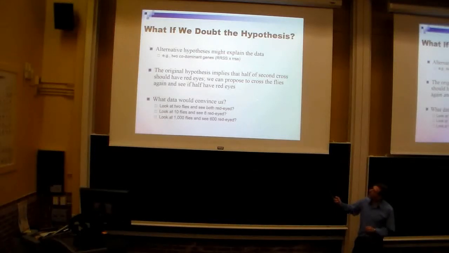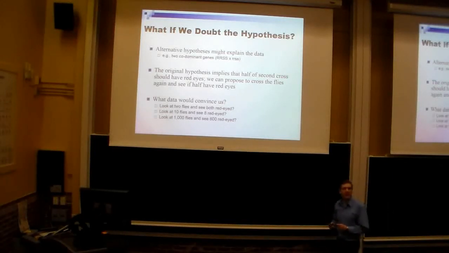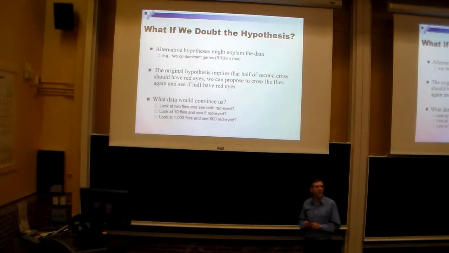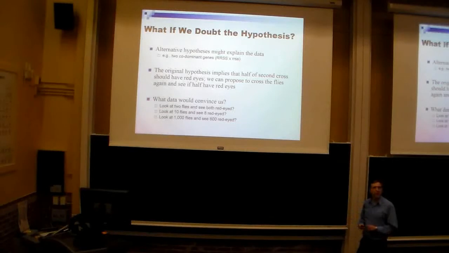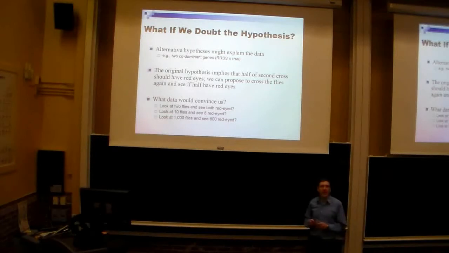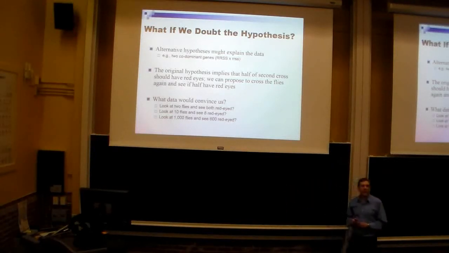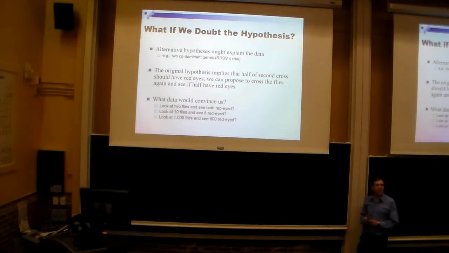And we might be interested in trying to figure out if the evidence is actually strongly consistent with the simple Mendelian dominant hypothesis. So we might propose this alternative hypothesis would tend to produce more than half of the flies in the F2 generation having red eyes. And maybe we look at our evidence and we see that indeed more than half of the flies in the F2 generation do have red eyes. So maybe we looked at just two flies in the F2 generation and we saw that both had red eyes. Would that be something that would convince us that the simple Mendelian dominant hypothesis was wrong?